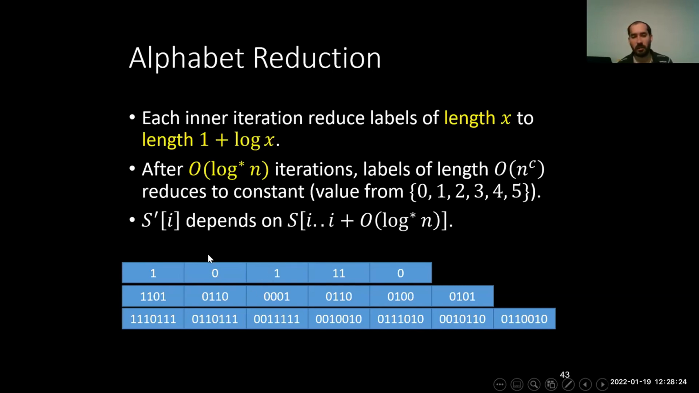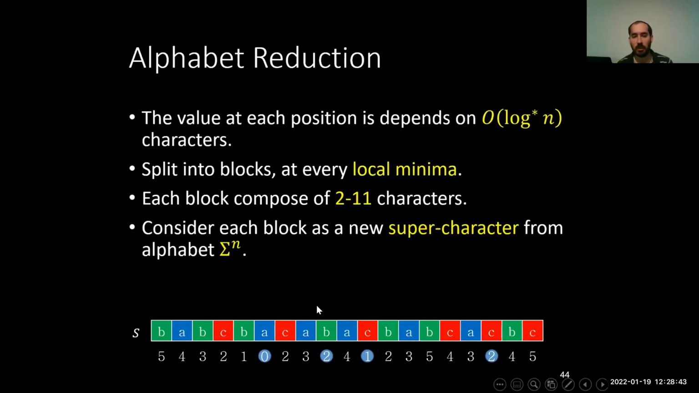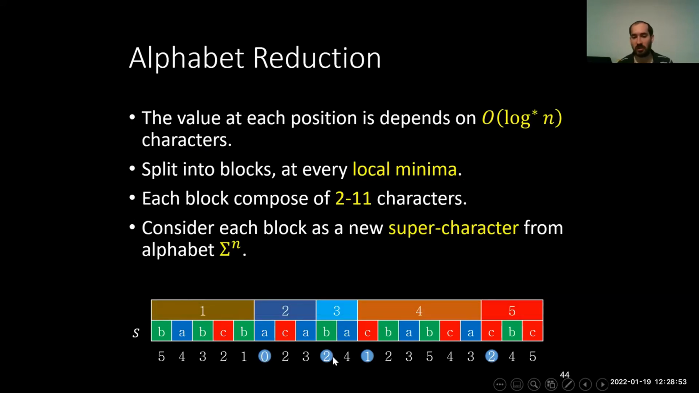And as you can see, at every iteration our dependency is just on one additional adjacent character, and therefore after order of log star n iterations, the dependency will be just on log star n elements. And now we can use this technique to split the string into blocks. We choose the local minima. Since we have a constant alphabet, we know that the local minima are not too close. There is at least a distance of 2 between any 2 local minima, so there are no adjacent local minima, but the maximum distance is also bounded by a constant. In this case, it's 11, but the exact constant is not really important.